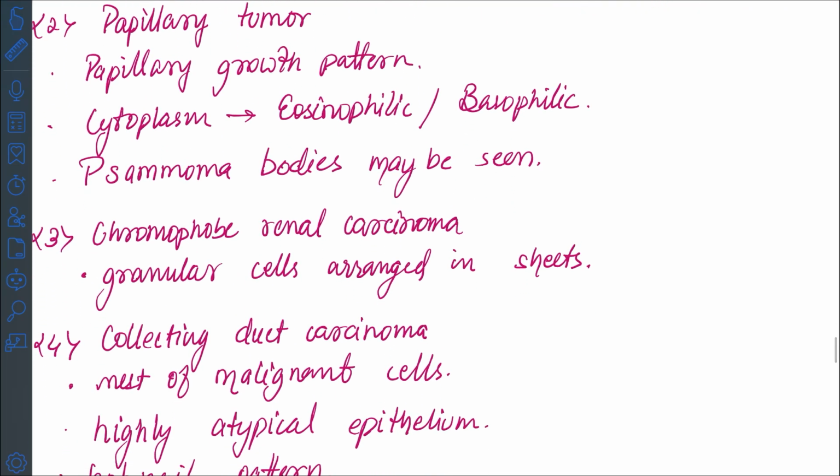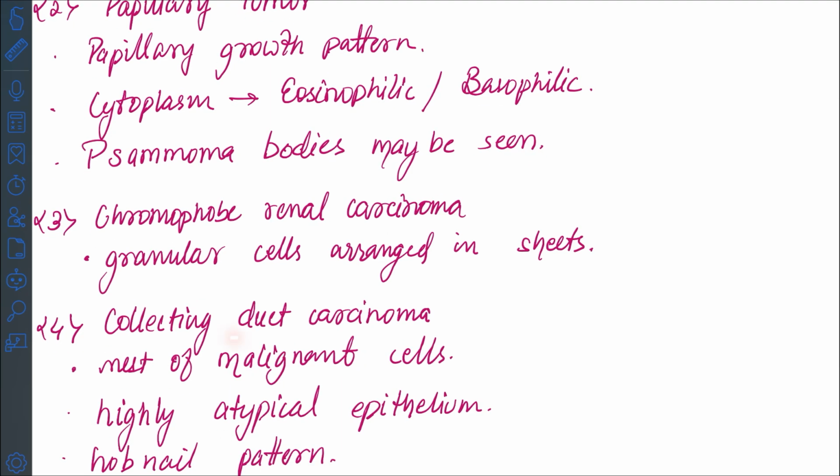Now the third one is the chromophobe renal carcinoma. It is granular. Here the granular cells are arranged in sheets. Not much to tell about this. Coming to the collecting duct carcinoma, here nests of malignant cells are seen. The epithelium is highly atypical and a hobnail pattern is seen.